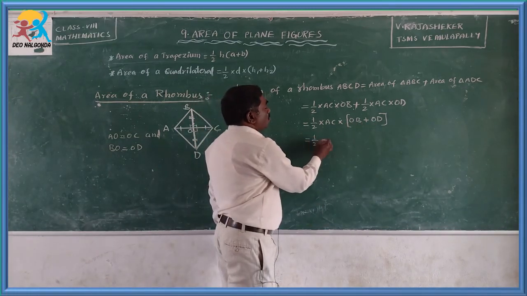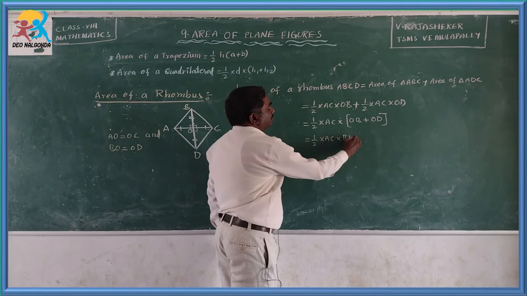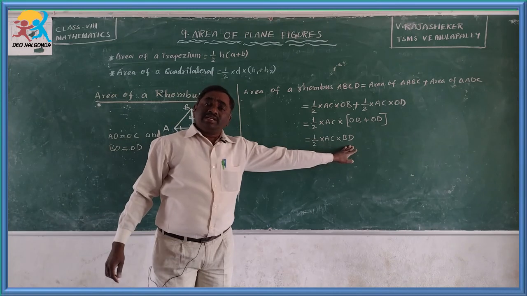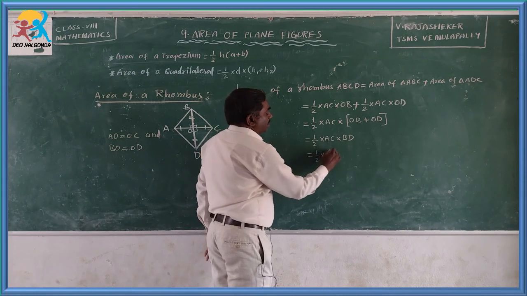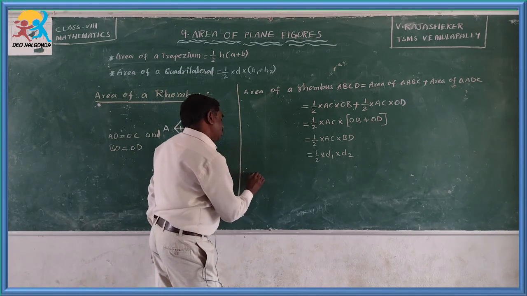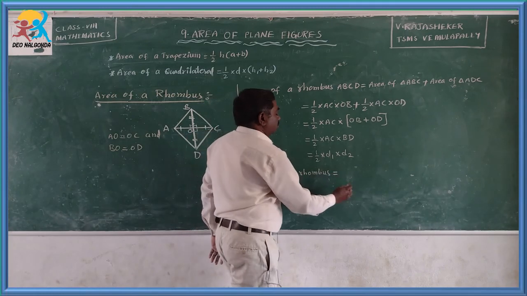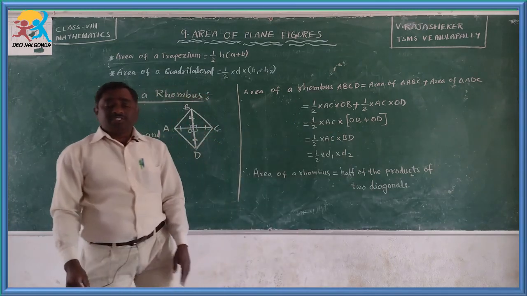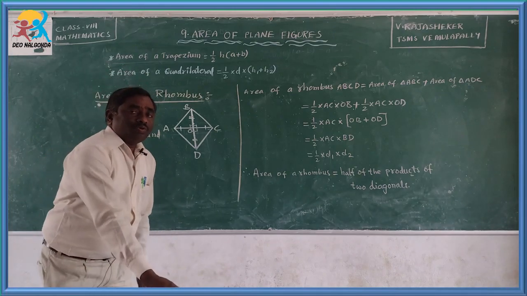We know already OB plus OD is equal to BD, so half into AC into BD. What is AC? It is a diagonal. What is BD? It is another diagonal. So we can write it as half into d1, diagonal 1, into d2, diagonal 2. Therefore, area of a rhombus is equal to half of the product of the two diagonals. So here children, area of a rhombus is equal to half of the product of the two diagonals.